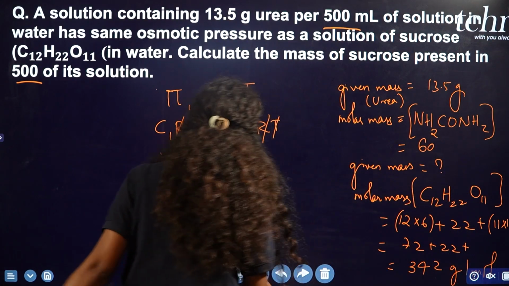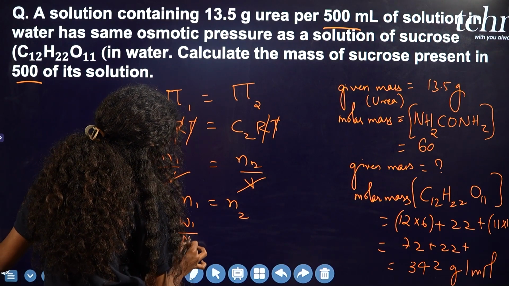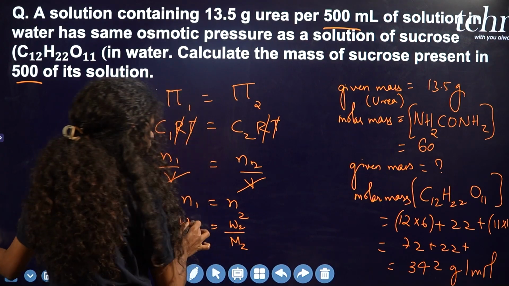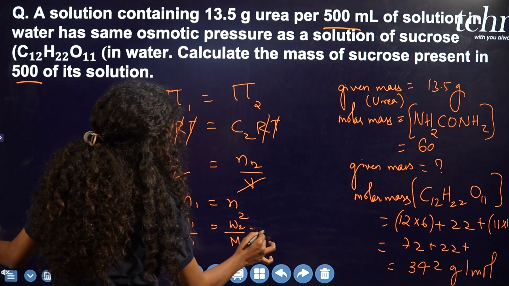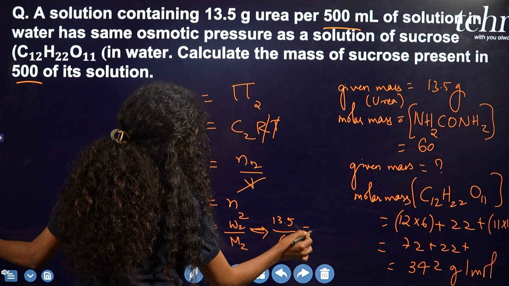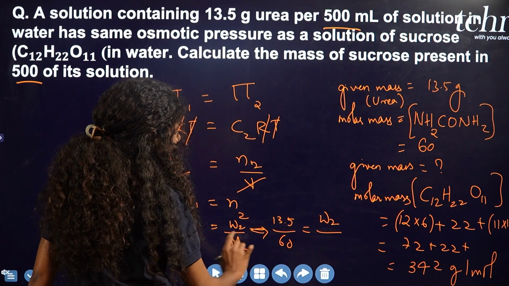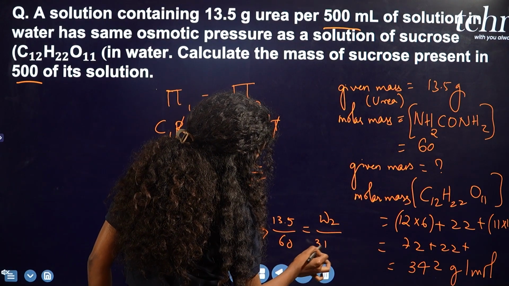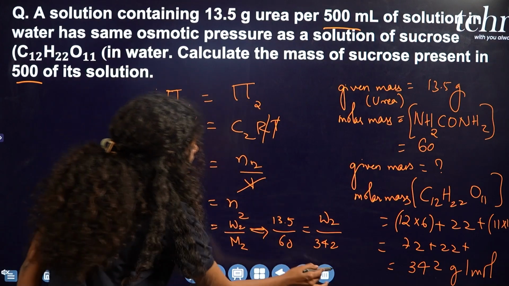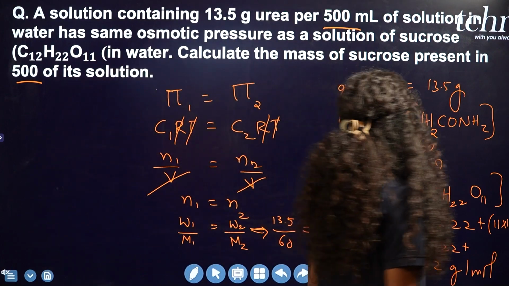So now n1 is given mass by molar mass, and this is given mass by molar mass of sucrose. So the given mass of urea is 13.5, so I'll write here 13.5, molar mass is 60, equals the given mass of sucrose, which I have to calculate. Let me consider it as W2, and the molar mass of sucrose is 342 gram per mole. So now if you calculate W2 directly you will get an answer. Yes, this is how you are going to calculate.